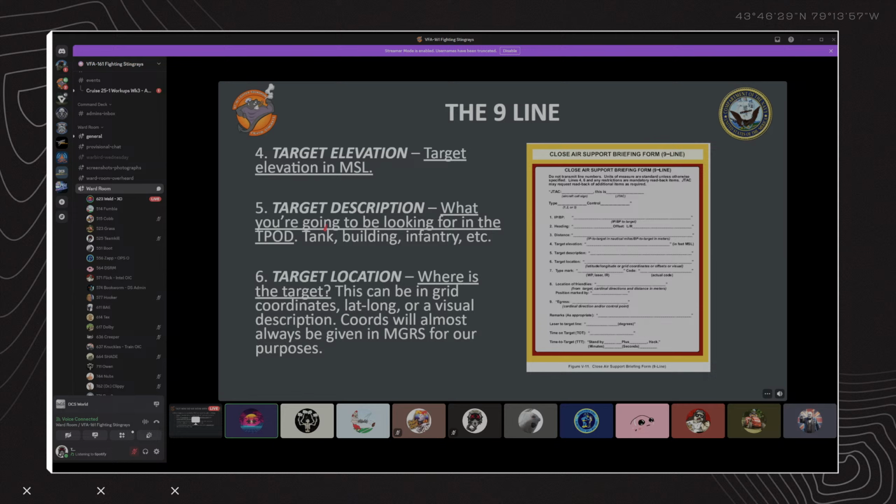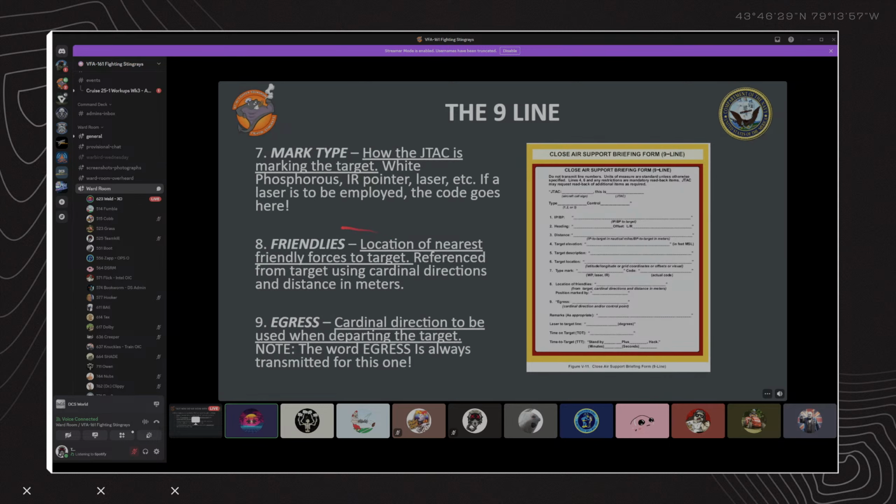Number 6 is target location, where is the target, and this can be in grid coordinates, lat long, or visual description. Coords will almost always be given in MGRS for our purposes. Mark type, how the JTAC is marking targets, either with white phosphorus, IR pointer, laser, etc. If a laser is to be employed, the code goes here. So if they're using a laser and they give you a laser code, you punch that in.